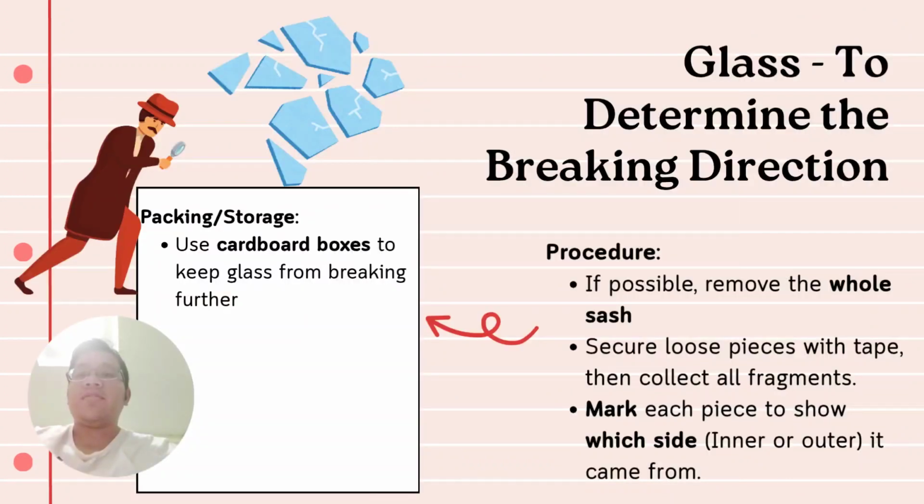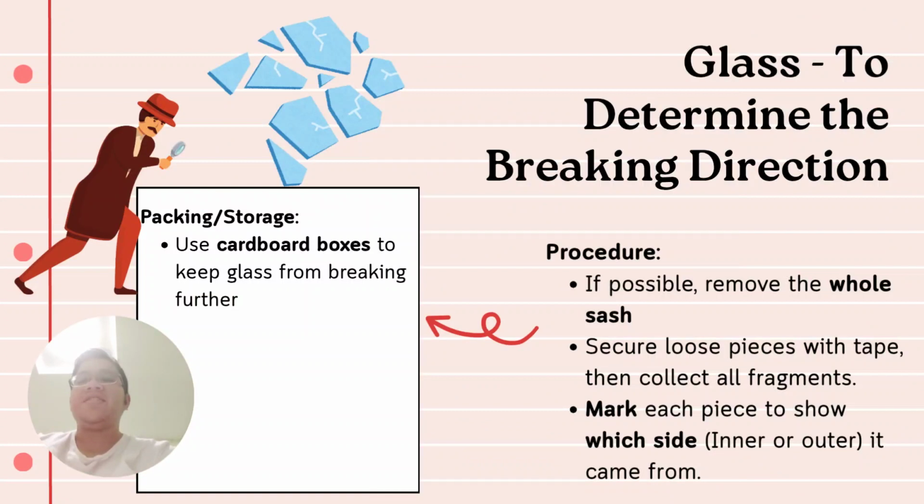Now for glass, in order to determine the breaking direction, if possible, remove the whole sash, secure loose pieces with tape, and collect all fragments. Do not use tape for collection, but for the area where it has been broken, just put a tape on it to prevent further breaking, and mark its side to show which side it is, whether inner or outer, or where it came from.